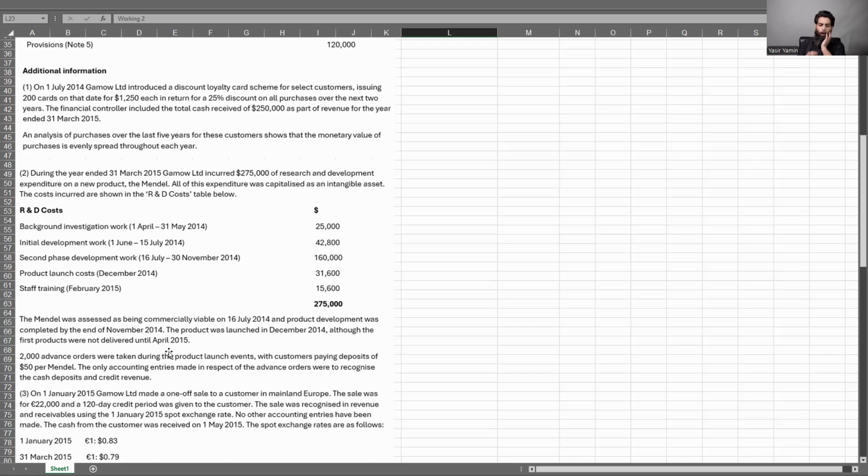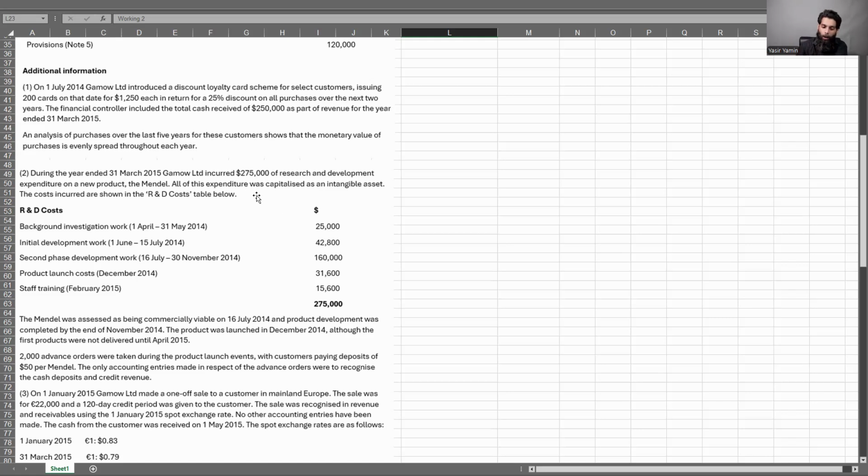Can you guys tell me what amount only can be capitalized out of 275,000? The examiner, by the way, has capitalized the entire 275,000. But what do you guys think? What amount can be capitalized? Only 160,000 can be capitalized.